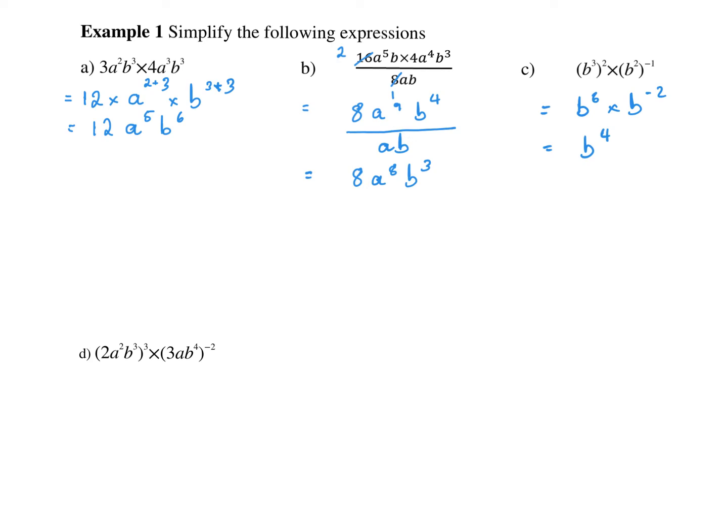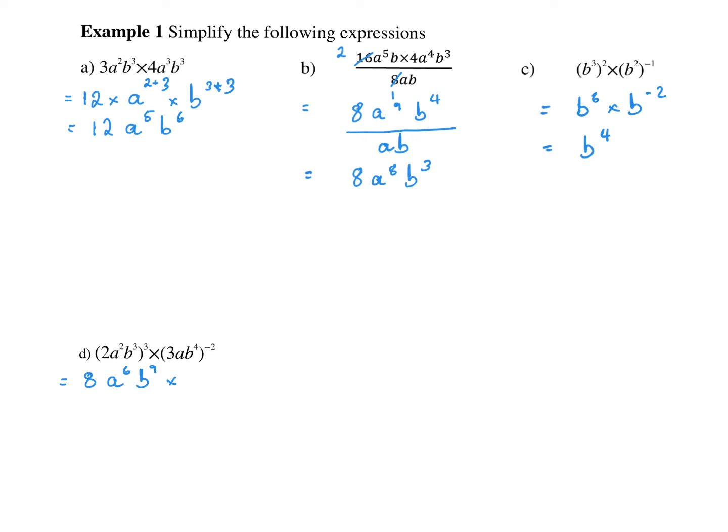With D, get rid of your brackets first. So remember, everything inside that bracket is raised to that power. So I've got 2 to the power of 3, which is 8. A to the power of, now 2 times 3 is 6. We're multiplying the powers together. B to the power of 3 times 3, which is 9. Times, okay, again, this bracket will be raised to the power of negative 2.